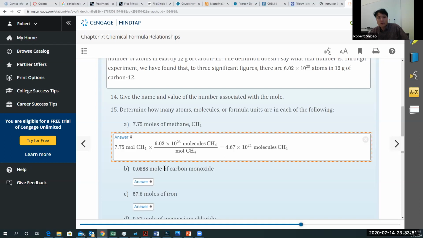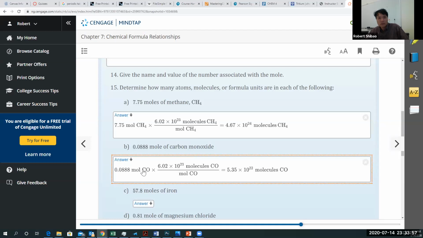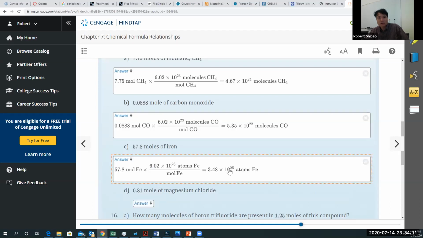Again, this is going to be a mole to molecule conversion because we're going to carbon monoxide, CO. So moles of carbon monoxide to molecules using Avogadro's number here. That gives us this number of molecules here. It's huge. Okay, moles of iron to atoms of iron. In this case, iron doesn't form molecules. So we're going to atoms of iron using Avogadro's number here.